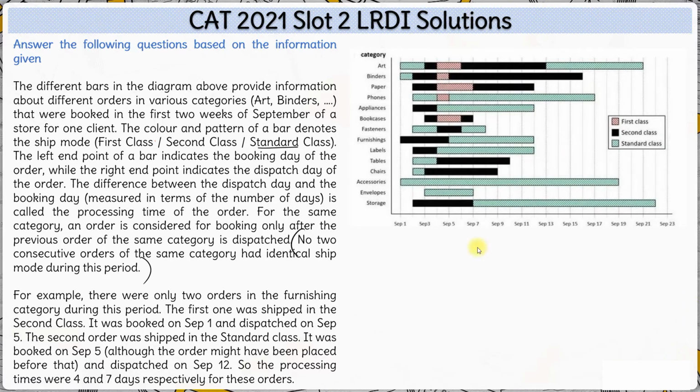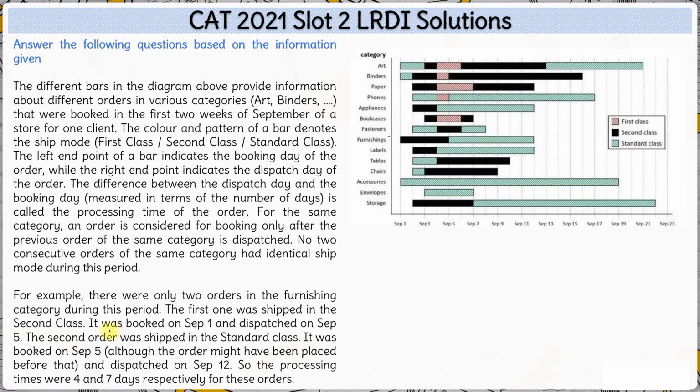Okay. Now, coming to the next paragraph, what we are given is, for example, if there were only 2 orders in the furnishing category during this period. That is the furnishing category, and we can clearly see that there are only 2 orders. It's not that this particular bar has more than one order. This is a single order. This also is a single order. Okay, fine.